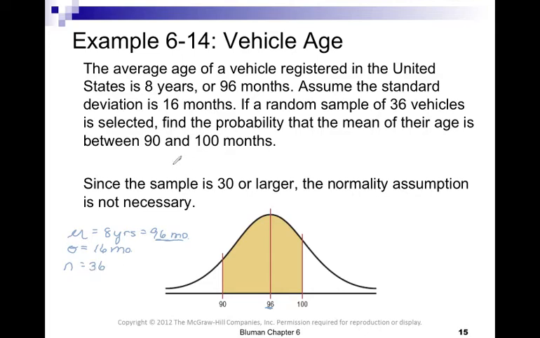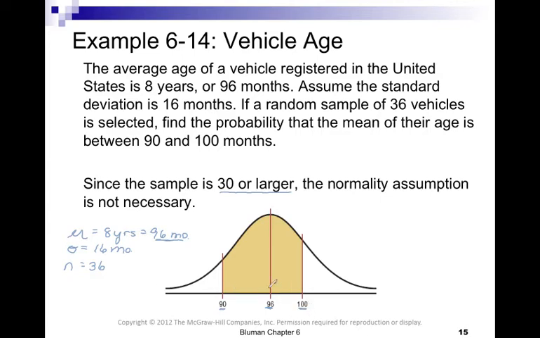And here, remember what I told you, if the sample is 30 or larger, you can assume a normal distribution. You don't have to see that word in there, and it's not actually in the problem. So we have a random sample of 36 vehicles. We want the probability that the mean of their ages is between 90 and 100. 90 is below the mean, so it's going to have a negative z-score. 100 is above the mean, so it's going to have a positive z-score.